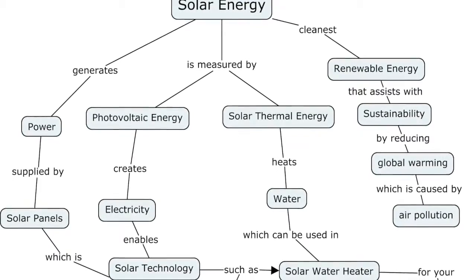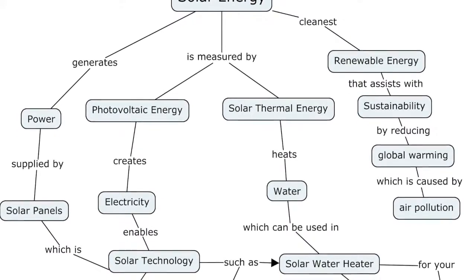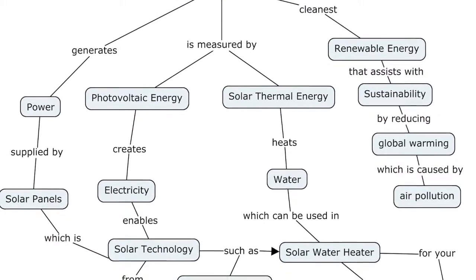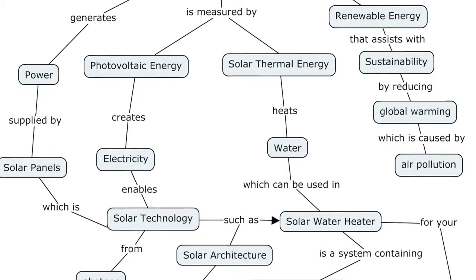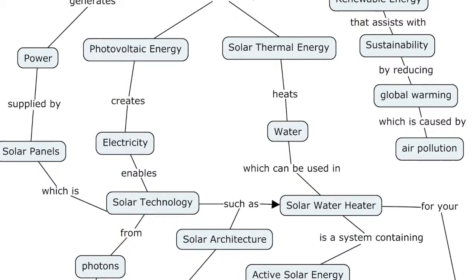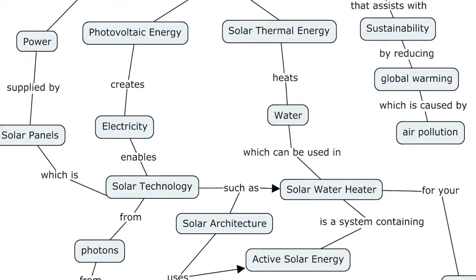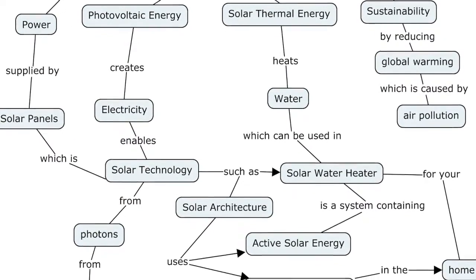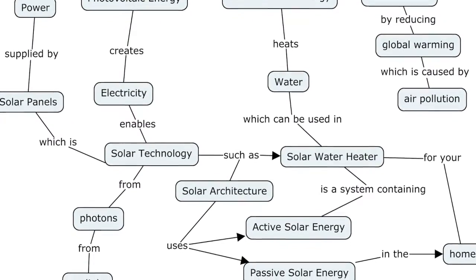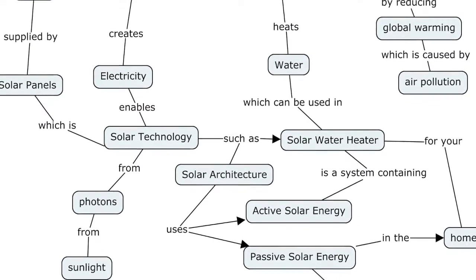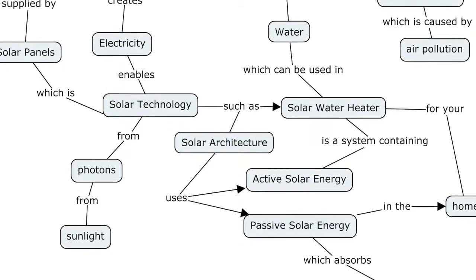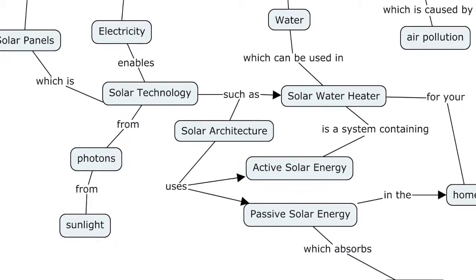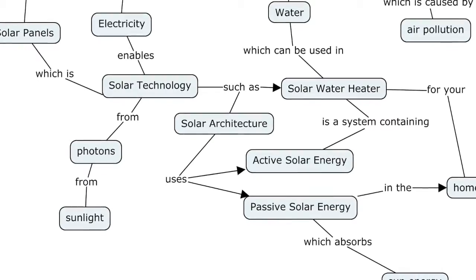Our concept map contained a lot of ideas and topics within solar energy. As you can see, we talked about solar thermal energy, photovoltaic energy, and how it creates electricity. It enables solar technology from different photons and electrons. Solar technology comes in many different forms, the most common one being solar architecture, where you can see solar panels, solar water heaters, and anything that can prevent air pollution. Overall, our concept map contains a lot of ideas as a broad spectrum of solar energy.